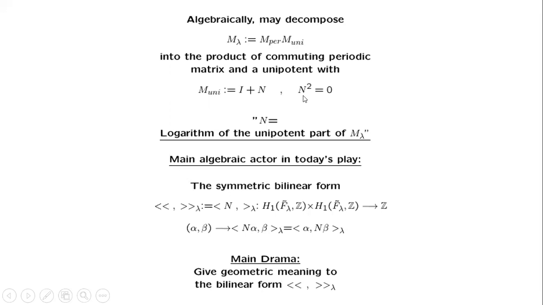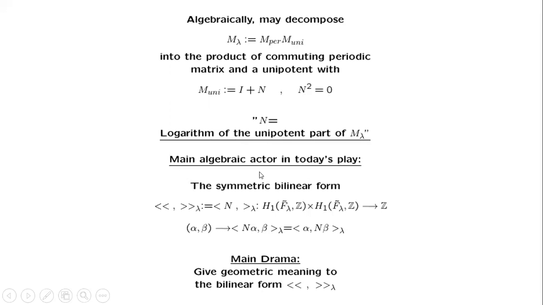N in this case will be a nilpotent matrix, N squared is equal to zero. And N is defined as the logarithm of the unipotent part of M lambda in more general dimensions. So there's an algebraic procedure to get the N.